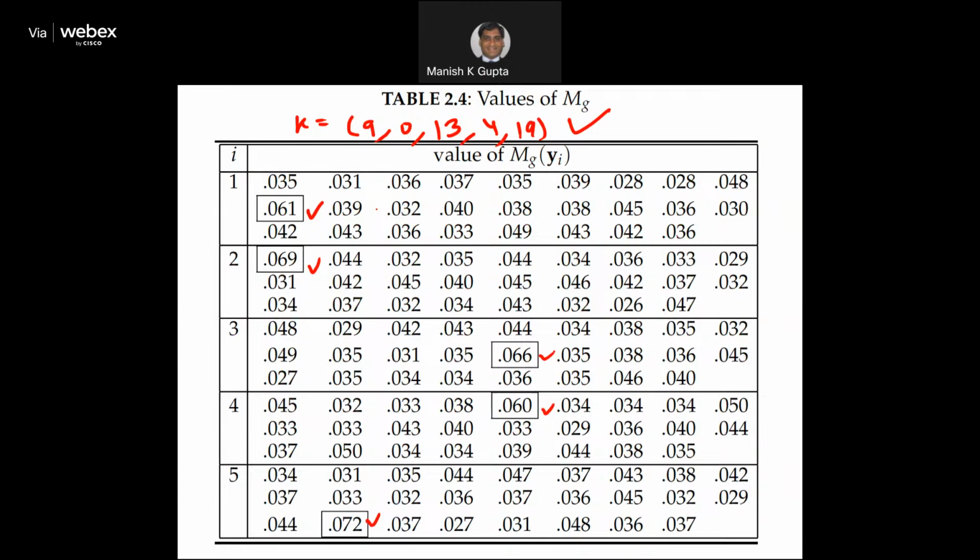Third one, again we compute. Now you can see that 0.066 is close to 0.065. So you compute 1, 2, 3. So 0, 1, 2, 3, 4, 5, 6, 7, 8, 9, 10, 11, 12, 13. So this number is 13. So that's our 13. Similarly, 4 and 19. So that's how we get key K.